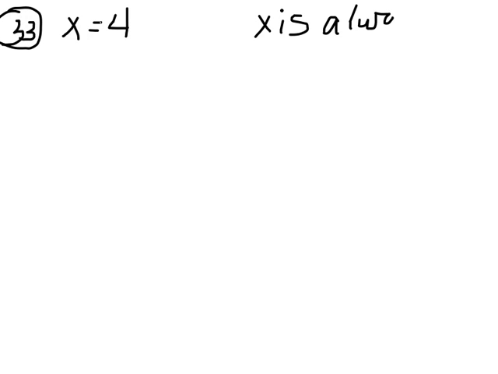Okay, I'm going to do some of these that usually confuse people. One of them is number 33. The equation is x equals 4. Read it this way: x is always 4. I can pick any y I want to.